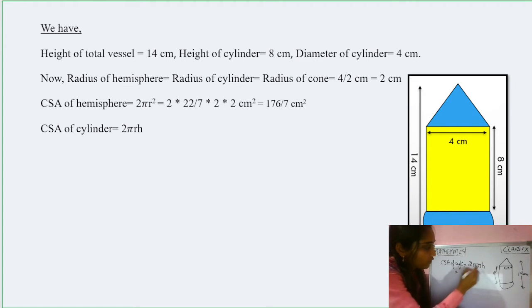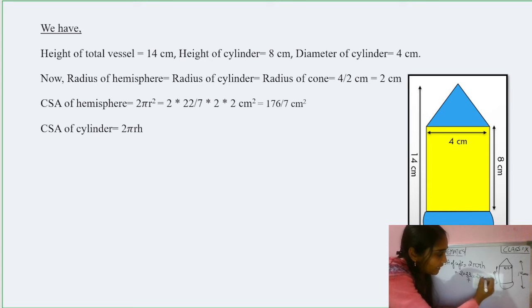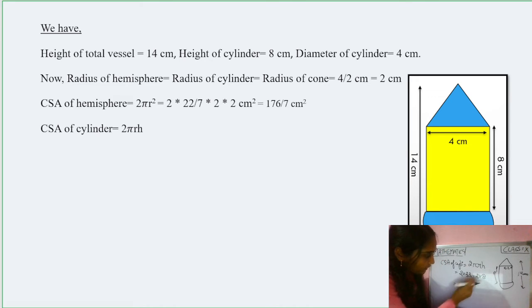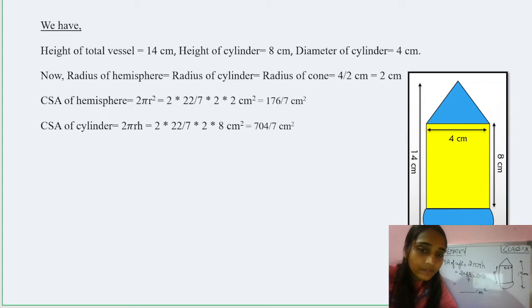So we can put up the values of, what will be the value of R? Yes, it is 2. And what is the height of this cylinder? Yes, it is given 8. So after calculating, you will get some answer. Now do let me know your answers in the chat box. Yes, it is coming out to be 704 by 7 centimeter square. So separately note down that we have the curved surface area of hemisphere with us, and now we have the curved surface area of cylinder also with us.